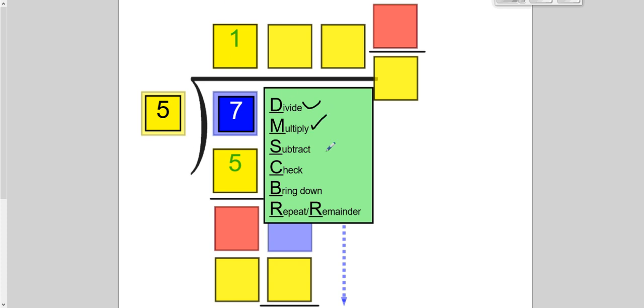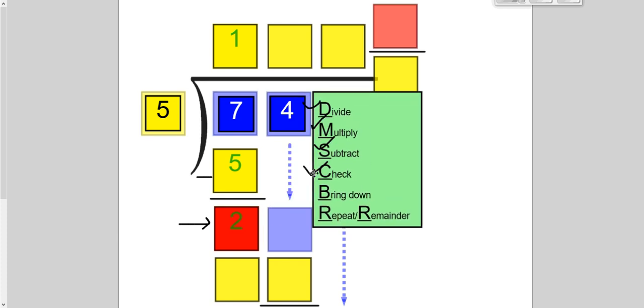I've multiplied. Next, I'm going to subtract. 7 minus 5 is 2. So I have 2 left over. I have subtracted. I need to check. I want to make sure that my remainder, the difference, the amount left over, is smaller than my divisor of 5. And 2 is less than 5, so I'm good. I am ready to bring down the next amount.